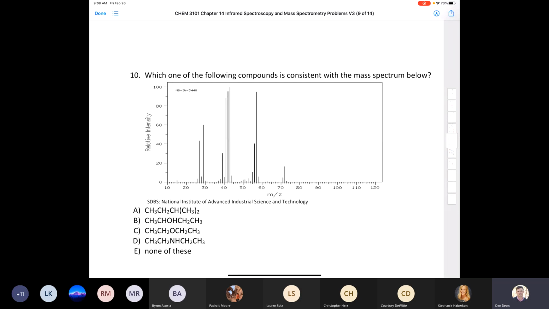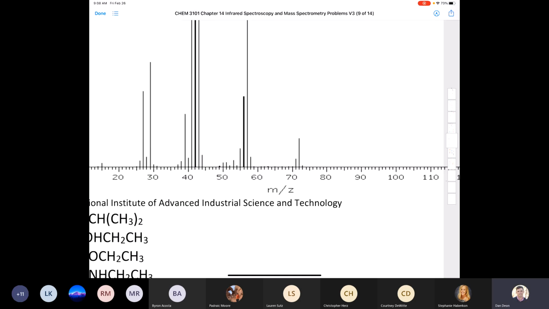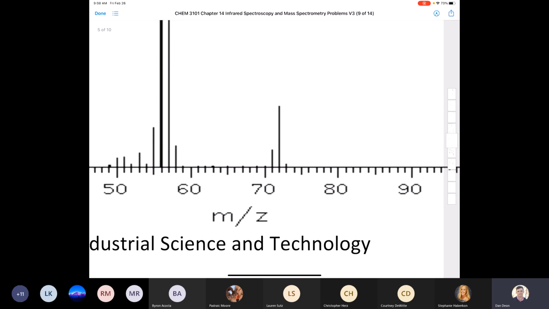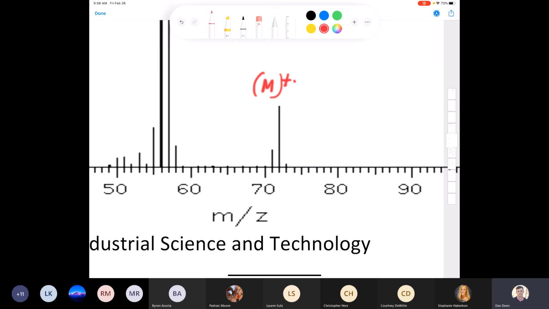Anyhow, let's take a look at number 10. Could anybody identify the mass of the molecular ion? It's not a trick question, just looking at what you see here on the screen. What would be the molecular ion here? Its mass. Yeah, absolutely. It's 72. This is our molecular ion right here, with a mass over charge equal to 72. And this is the M+1 ion.